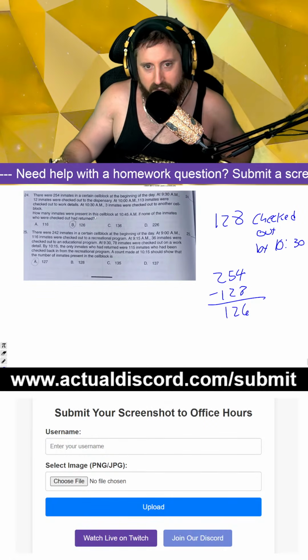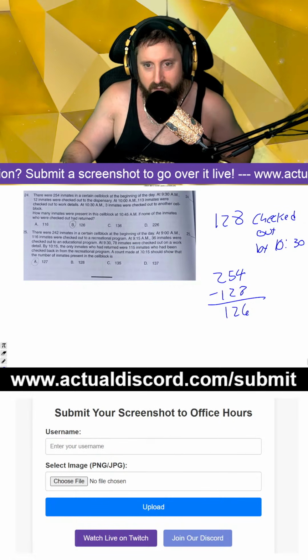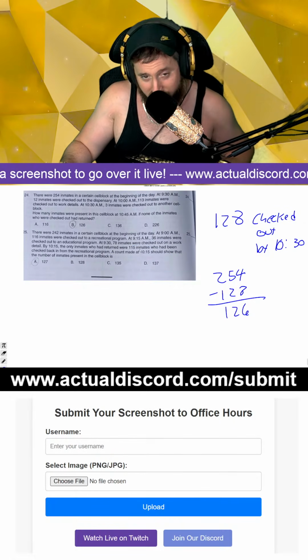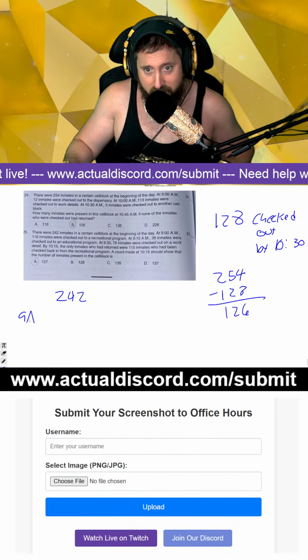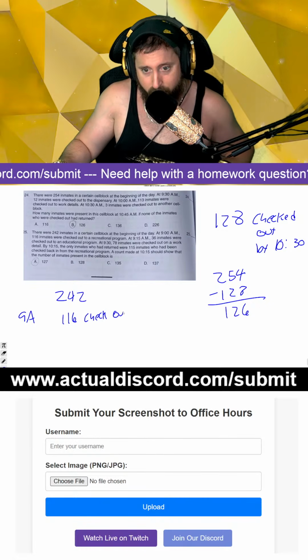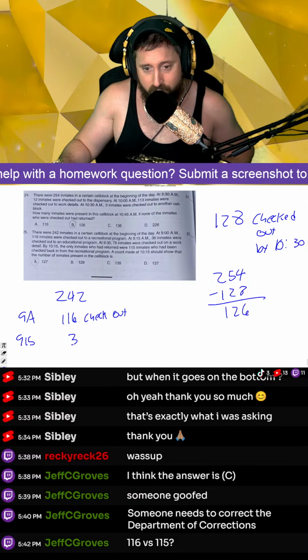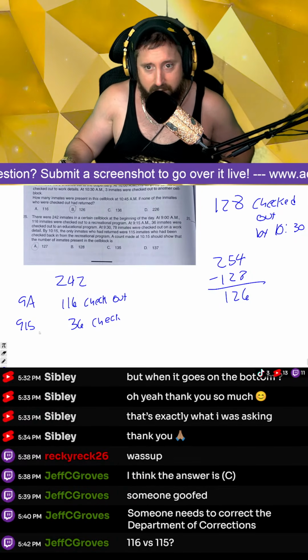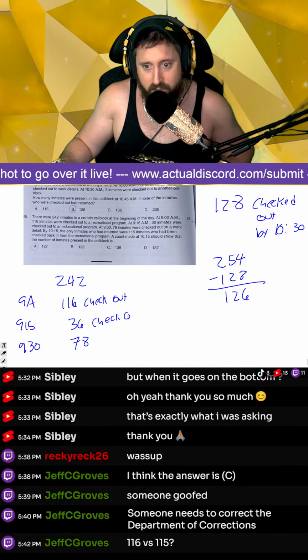All right, same thing here. 240 inmates. Okay, and then this is saying a count at 10:15. Oh, well, this is getting more tricky. Okay, so let's see this. So 242 are there. So by 9 a.m., 116 check out. By 9:15, 36 check out. And then at 9:30, 78 check out.